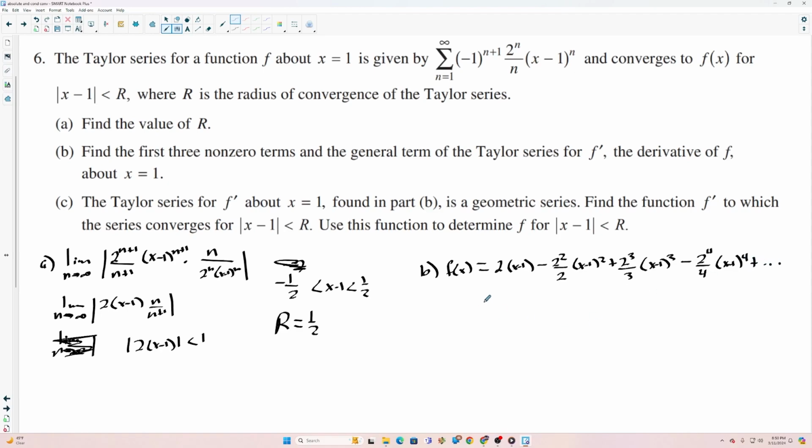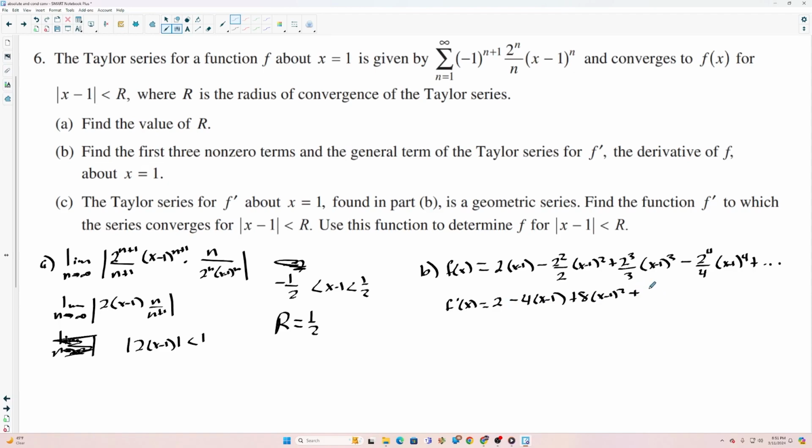Plus keep on going. Find the first 3 non-zero terms in the general term of the Taylor series for f prime, the derivative. F prime of x is equal to 2 minus, when we multiply by 2, that's going to be 4 times x minus 1. Then when we multiply by 3, that's plus 8 x minus 1 squared. And then we multiply by, I guess that's the first 3, isn't it? 1, 2, 3.